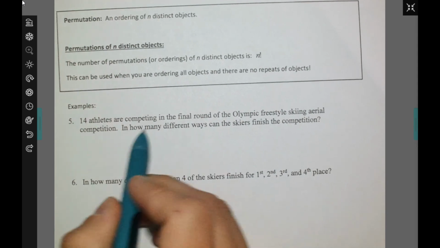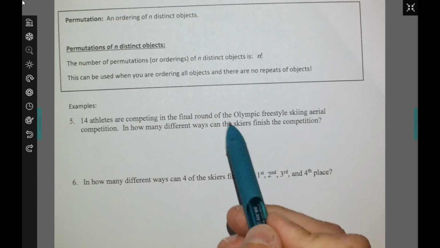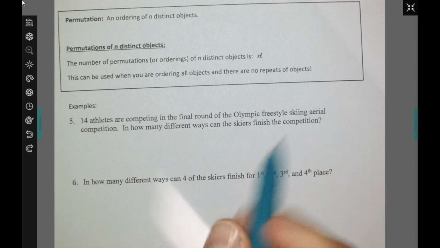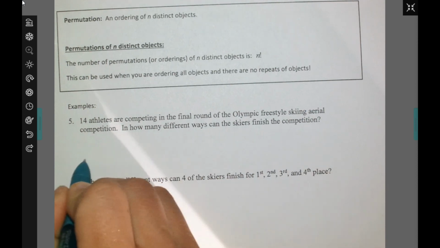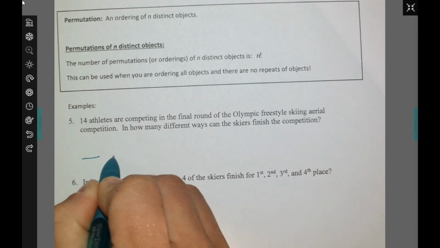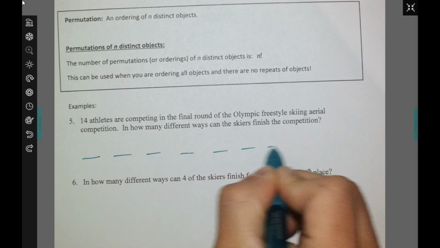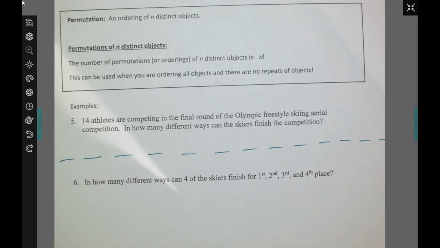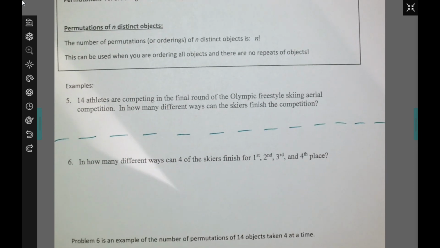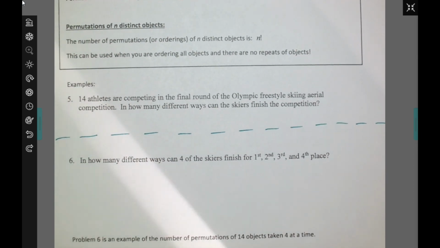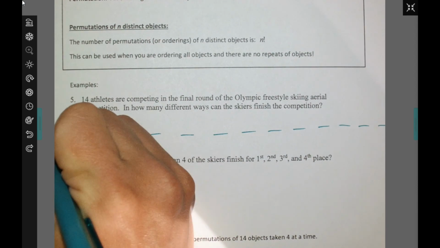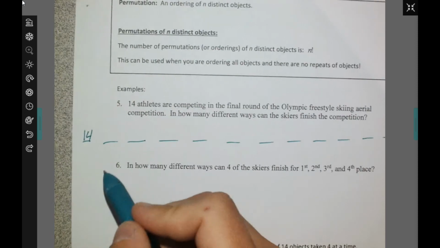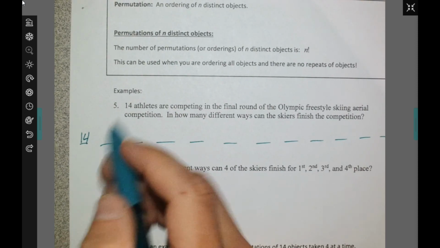So for number 5, we say 14 athletes are competing in the final round of the Olympic freestyle skiing. In how many different ways can they finish the competition? So if you have 14 athletes, we're going to have 14 spots: 1, 2, 3, 4, 5, 6, 7, 8, 9, 10, 11, 12, 13, 14. And then we want to know how many different ways can they finish. Well, since order matters and we can't repeat, we have 14 people that can finish in first. After that person has been chosen to finish in first, then we're going to work our way down.